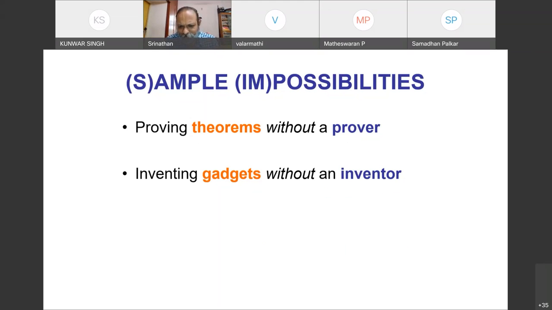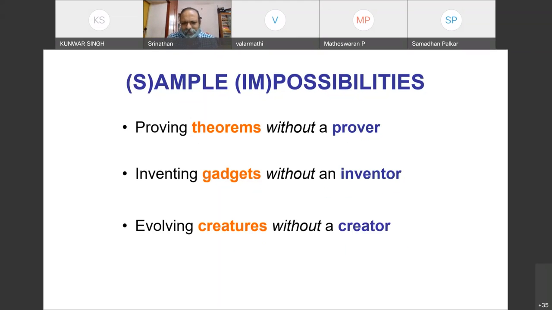One fine day, some people will start to instantiate all of this also. So what is the thing that I was talking about, the toughest thing that has already been done? Can we evolve creatures without a creator? So how do you evolve creatures without a creator?